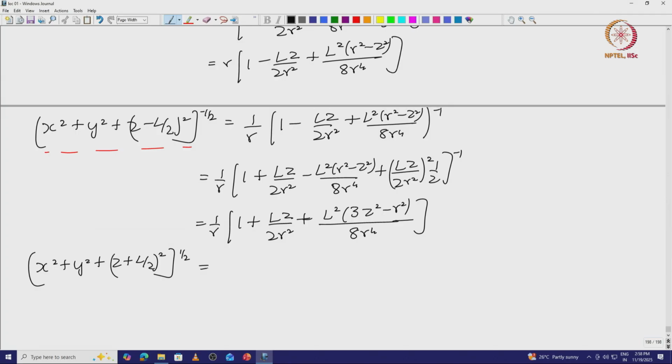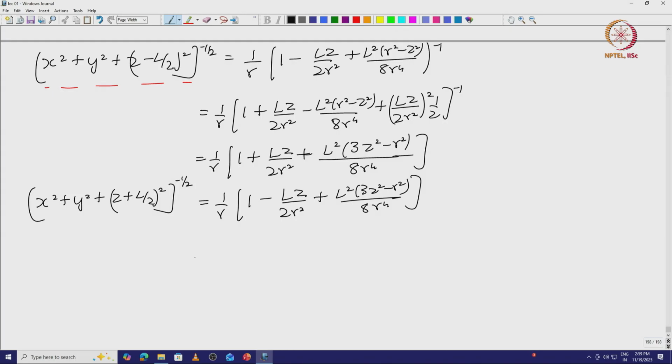It's the same thing except that you have to change the sign of L. It's the same expansion except that you have now to change the sign of L: 1 by r into 1 minus Lz by 2 r square plus L square into 3 by 8 r power 4. So that is the second term in the expansion.